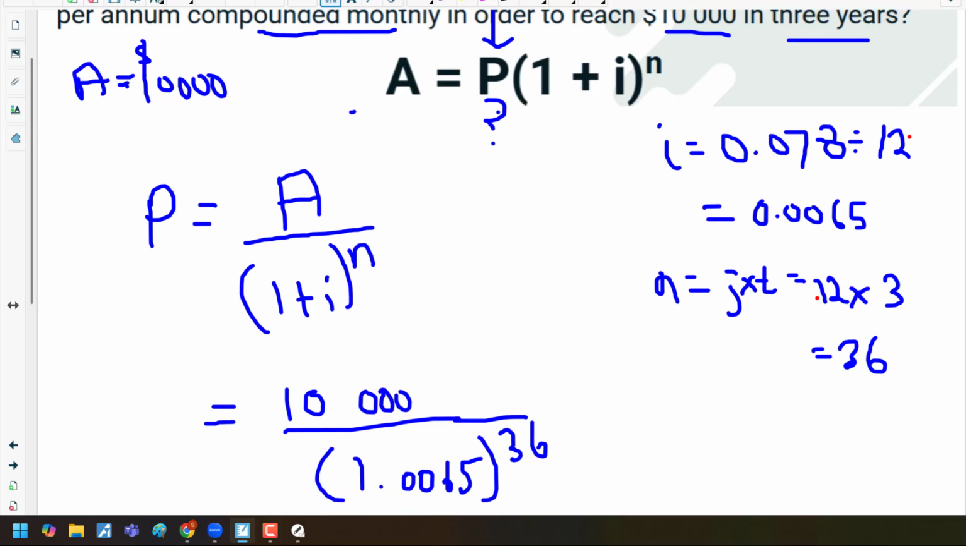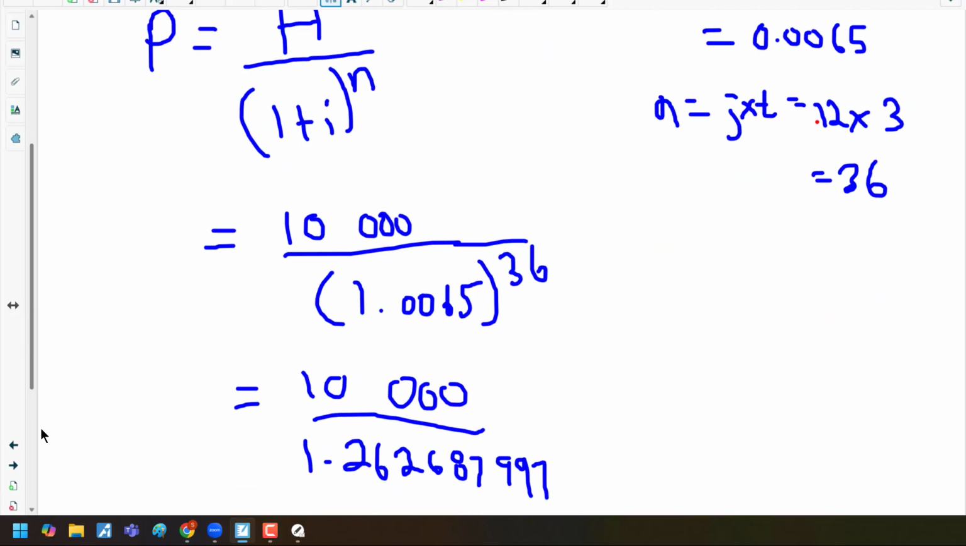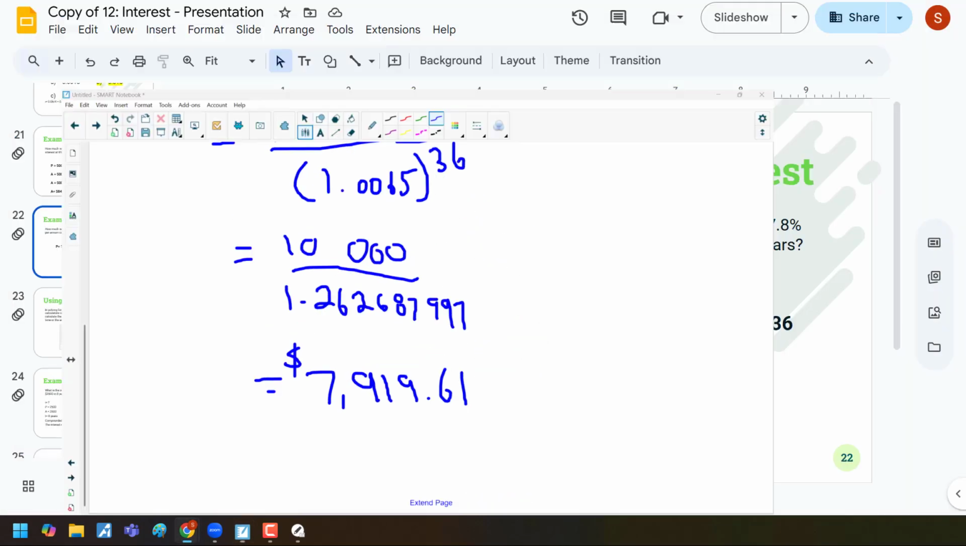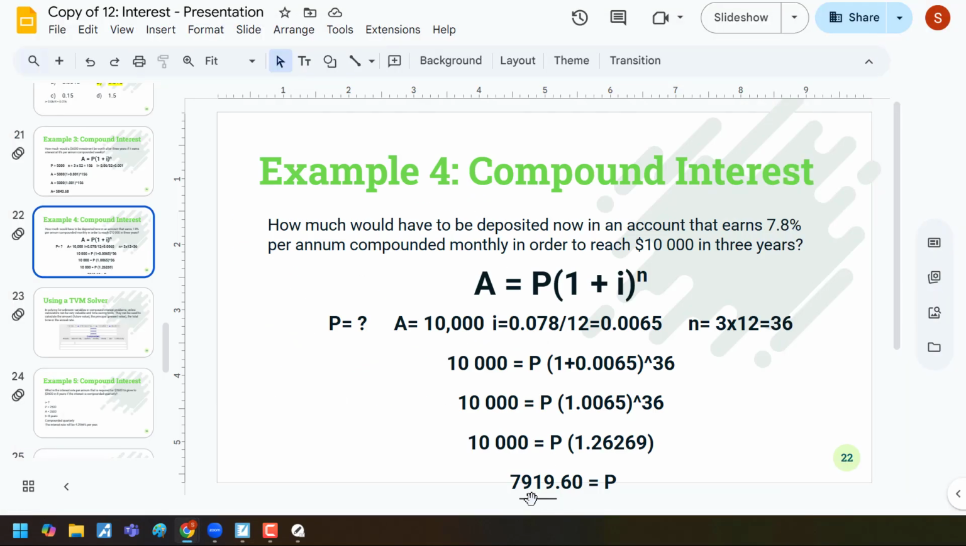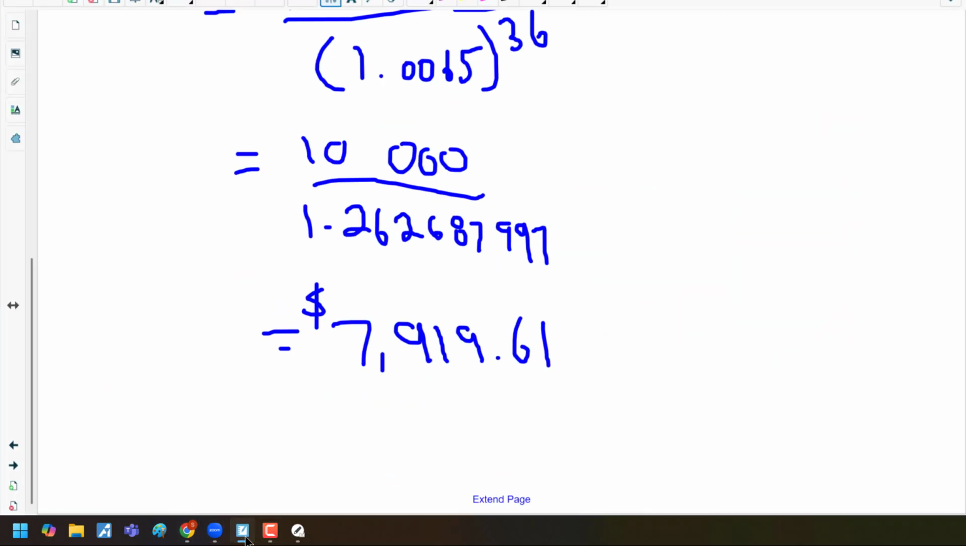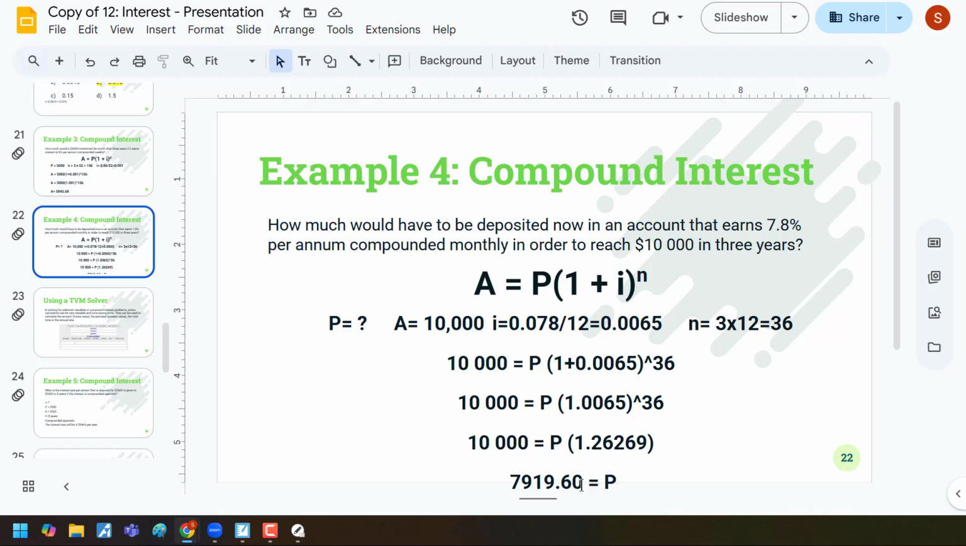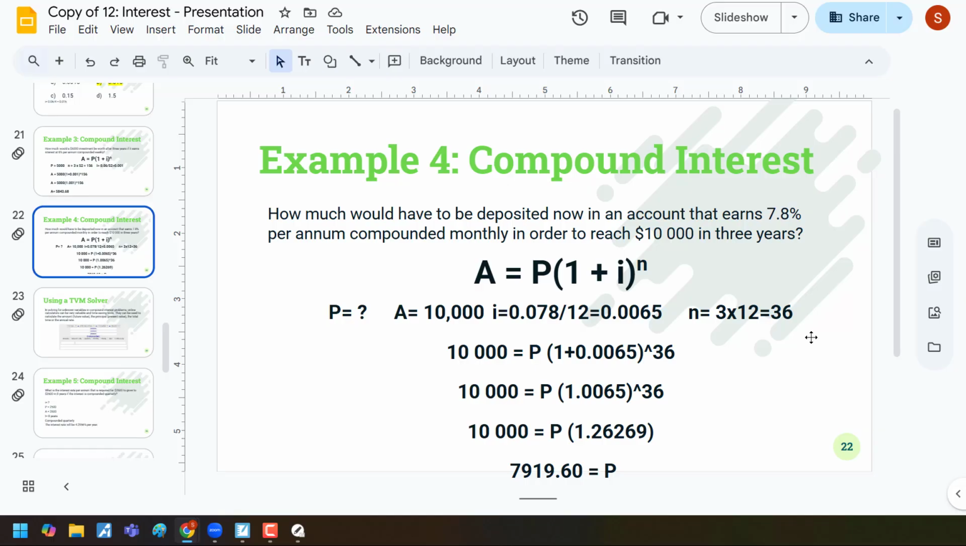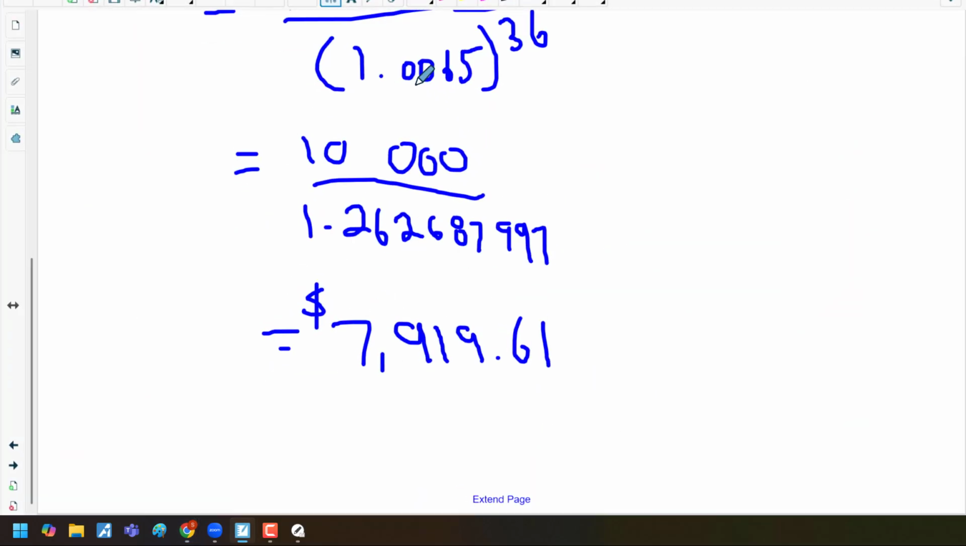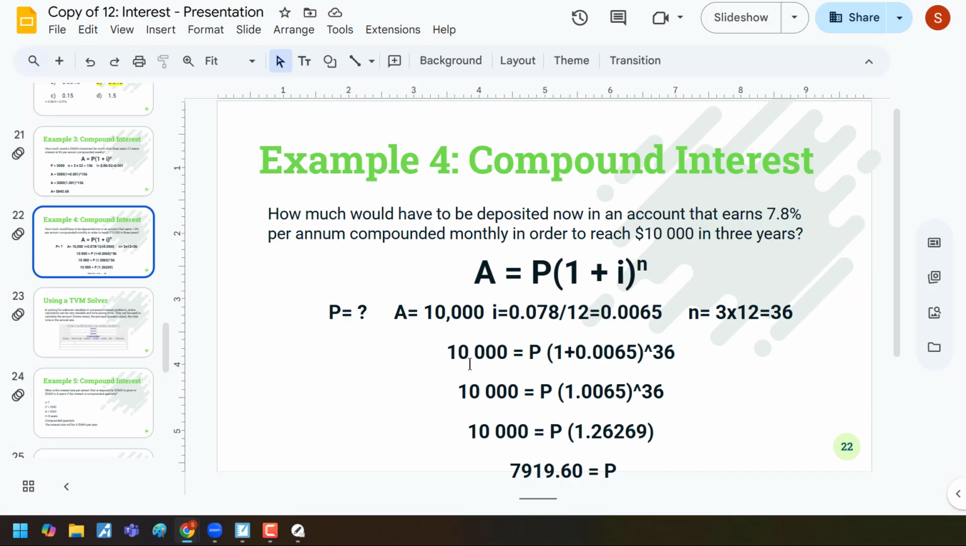And once again, I expect the answer to be different or the same. Let's see, than the other one here. 7919.6. Oh, okay. 1 cent is not a big deal. That's within an allowable answer. And the reason why is because we kept this 0.0065, the same r value. We didn't round in this case. So yeah.